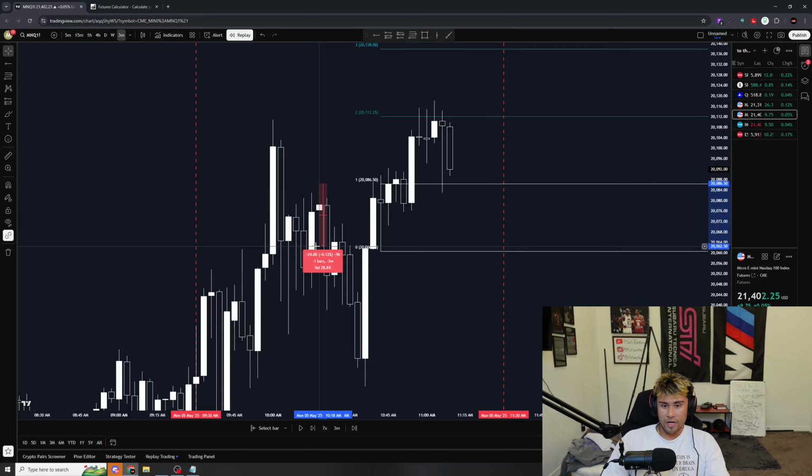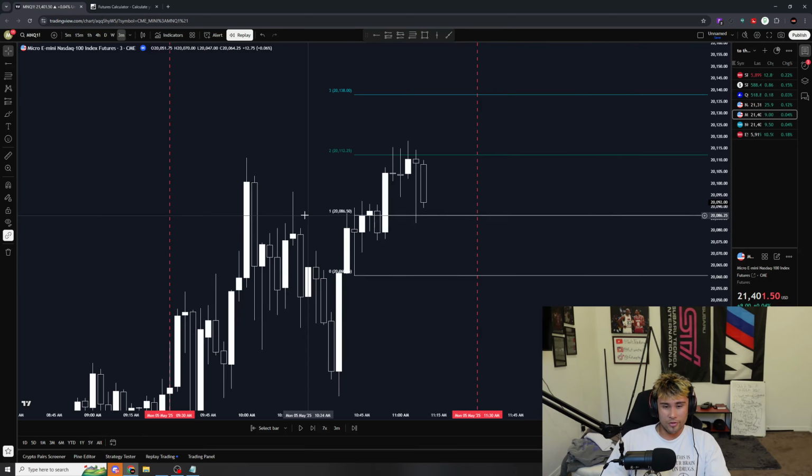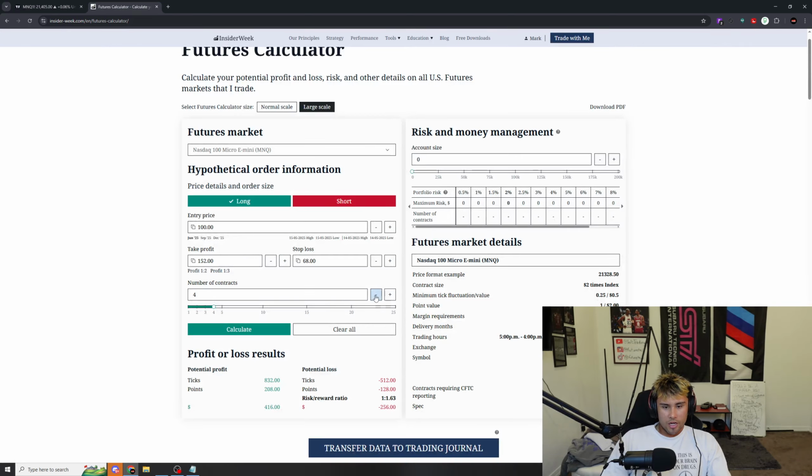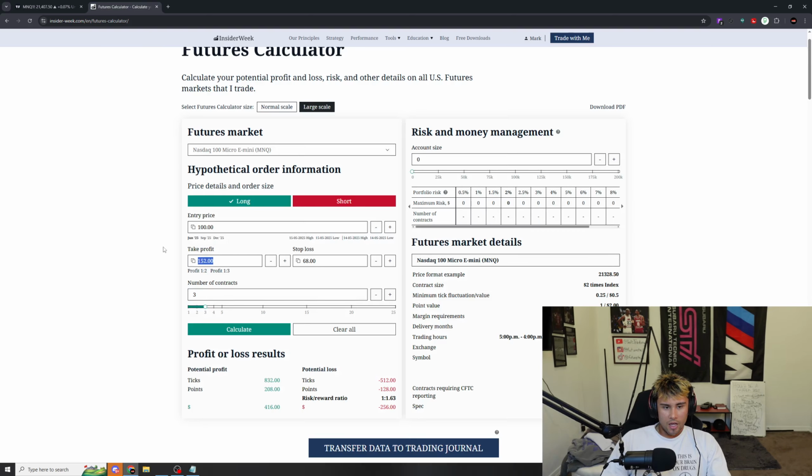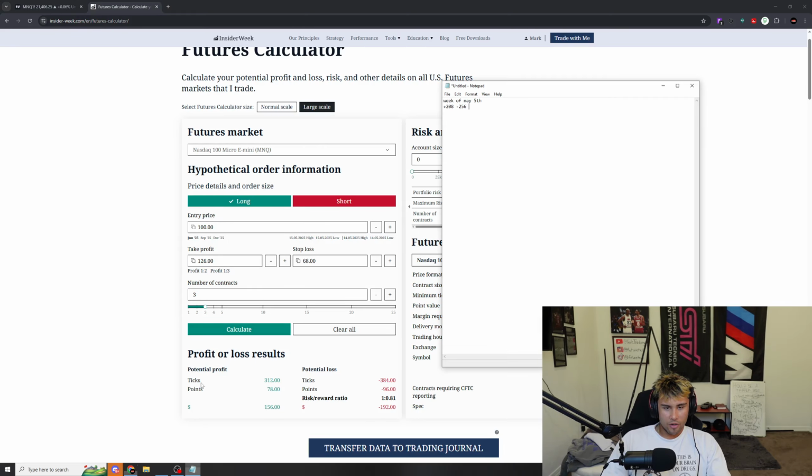So I'd probably be in this trade with 5 micros. That would be about a $260 risk. Could even go in with 6 if you're really feeling it. I'd personally do 5. All right, so I'd probably trim 3 at my first TP. So that'd be 3 contracts at 125 or 126, it looks like. That means I would make $156 on this trade.